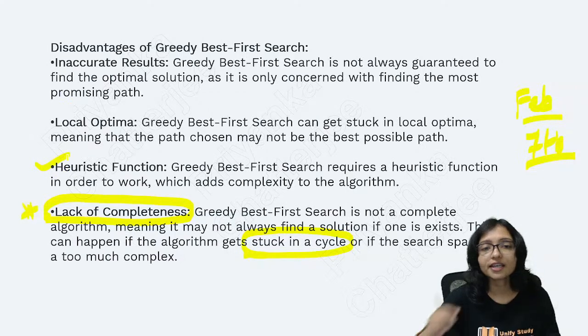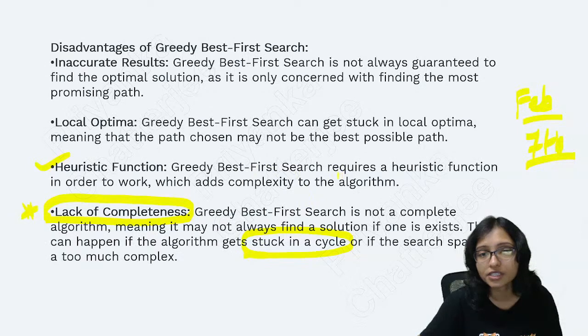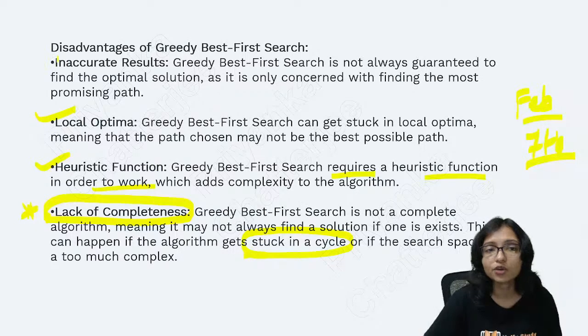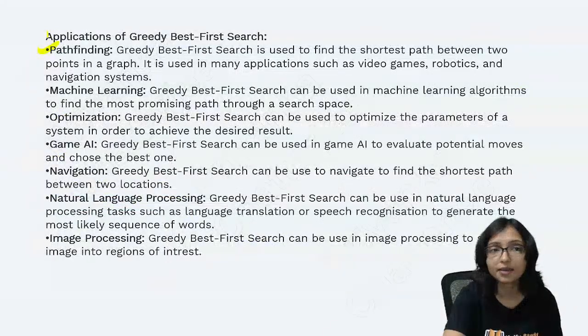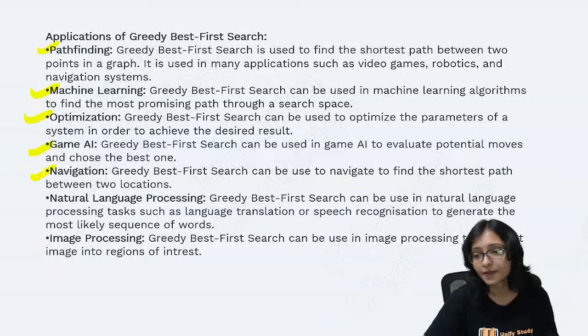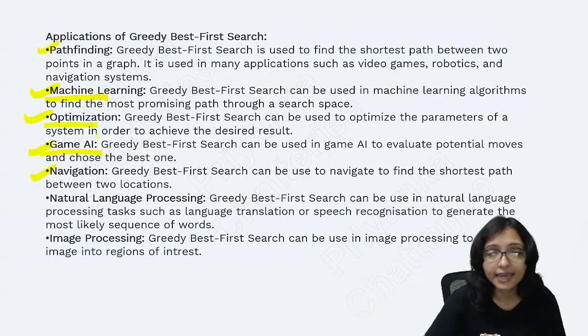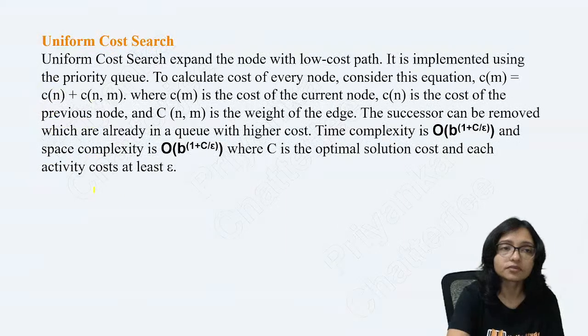So this is the heuristic function. Greedy best first search requires the heuristic function in order to work here. And here there is the local optima problem, and inaccurate results are also there. These are the main disadvantages, and these are the applications. Very important: pathfinding, machine learning, optimizing, game AI, navigation, and natural language processing.